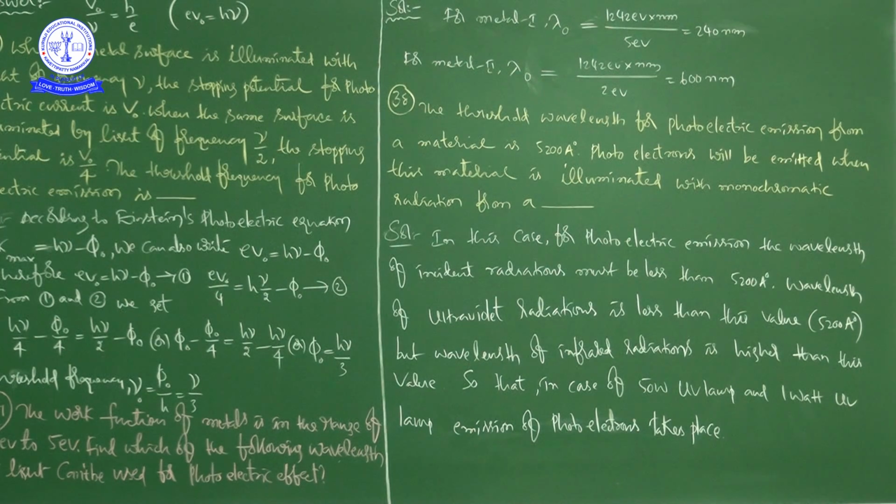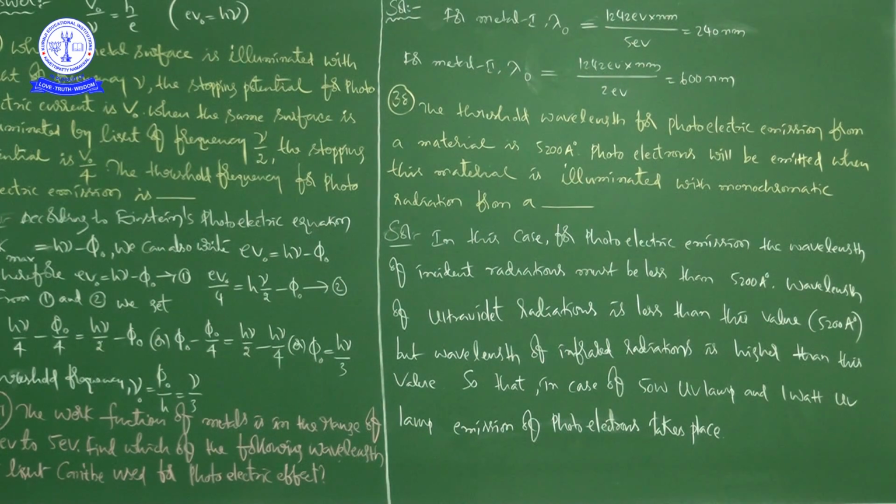Regarding the situation they have given in the problem, a 50 watt ultraviolet lamp and a 1 watt ultraviolet lamp, emission of photoelectrons takes place. So in the case of the 50 watt ultraviolet lamp and the 1 watt ultraviolet lamp, emission of photoelectrons takes place. That is what we can say.